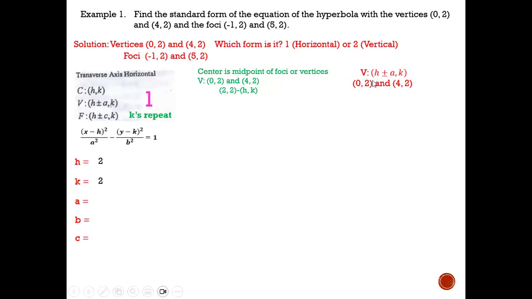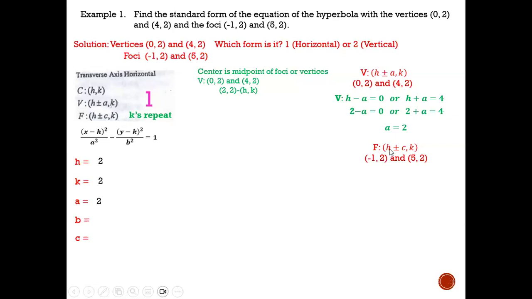What else? The vertices are h plus or minus a, and k. We have (0, 2), (4, 2). So we can do h minus a is going to be 0, h plus a is going to be 4. So plugging in the h value, we're going to solve. So 2 minus a equals 0 or 2 plus a equals 4. When I solve either of these, minus 2, a equals 2. If I add a to the other side, a equals 2. So I'm using that formula there. I found my a value.